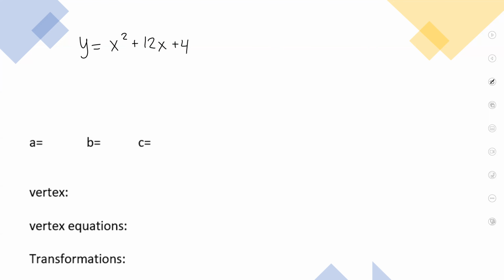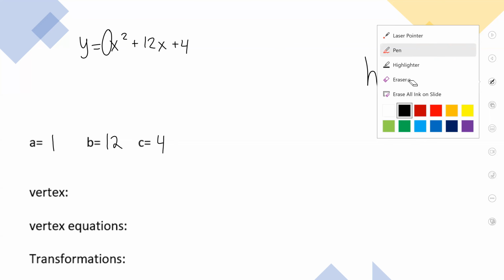What's my A value? 1. So if you don't see anything, it's just 1. If it was 0, nothing would be there at all, because 0 times anything is 0. So your A value is 1, your B value is 12, and your C value is 4. So we're going to use the same exact formula. It's H equals -B over 2A.